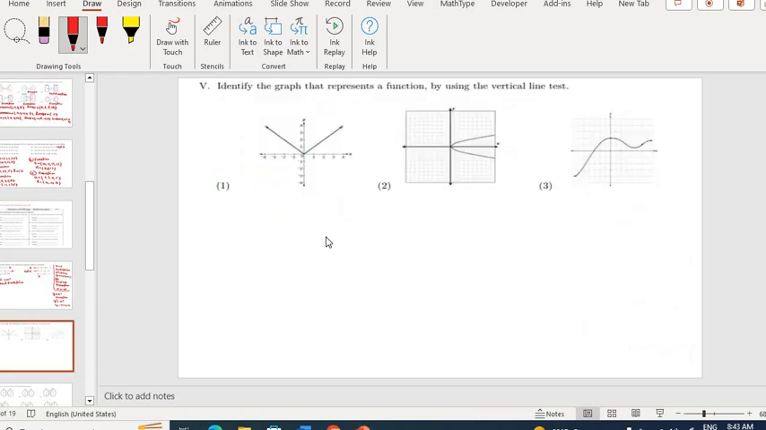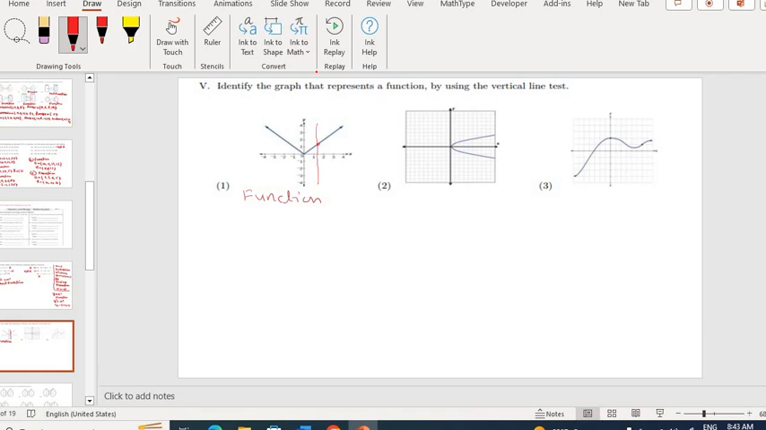Next, question number 5. Identify the graph that represents a function by using the vertical line test. So I'm going to check that one. Vertical line means you need to draw one line. So when I check that, the vertical line intersects or crosses only one point. So graph number 1 is a function.